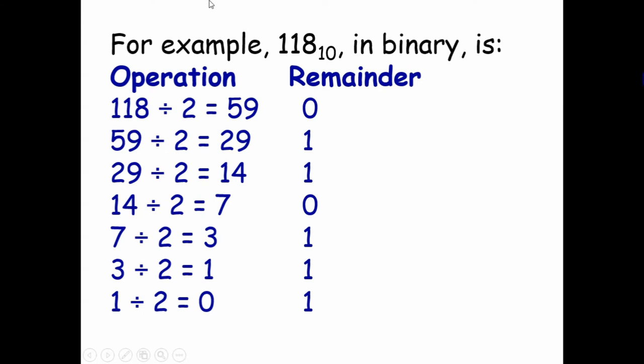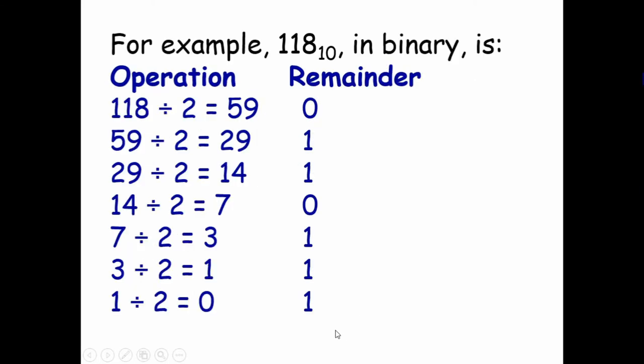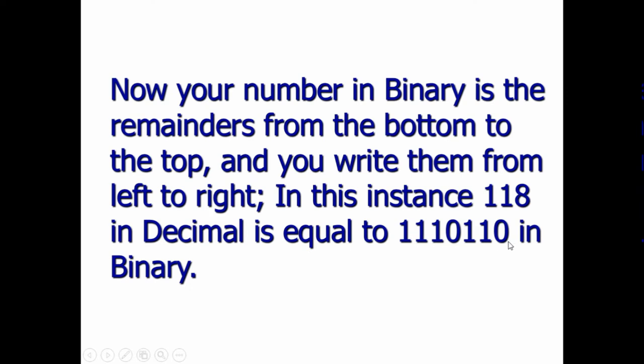in binary. So 118 in decimal is the same as 1110110 in binary. So we write it this way, starting from the bottom to the top. Don't start from the top to the bottom. Start from the bottom to the top and left to right. So left to right, 1110110. That is your 118 decimal in the binary system.